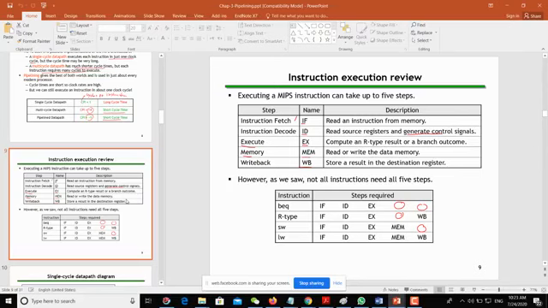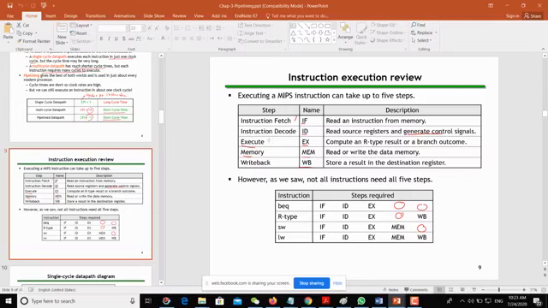Executing a MIPS instruction. MIPS means millions of instructions per second, or multi instructions per second, which is also okay. Executing a MIPS instruction can take up to 5 steps. How many instructions are executed per second.